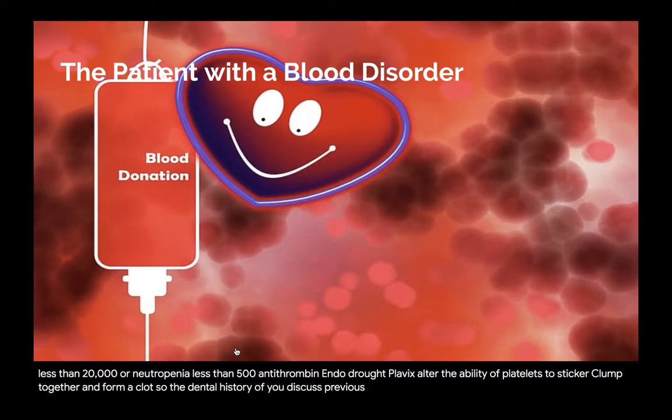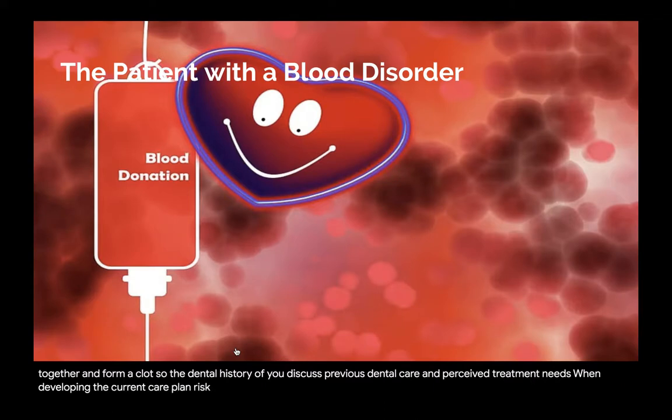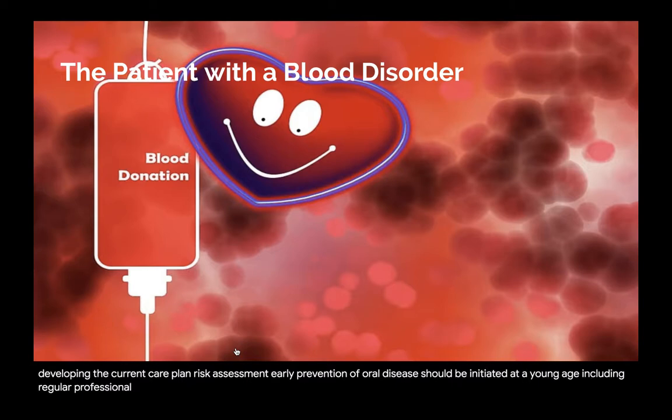So, the dental history review. Discuss previous dental care and perceived treatment needs when developing the current care plan. Risk assessment. Early prevention of oral disease should be initiated at a young age, including regular professional preventive care, meticulous oral self-care, appropriate use of fluorides, and pit and fissure sealants.